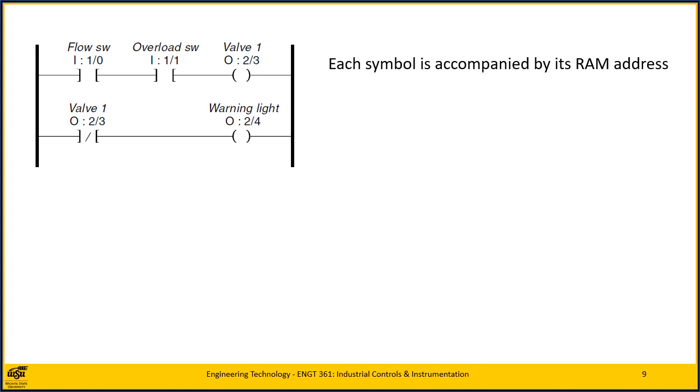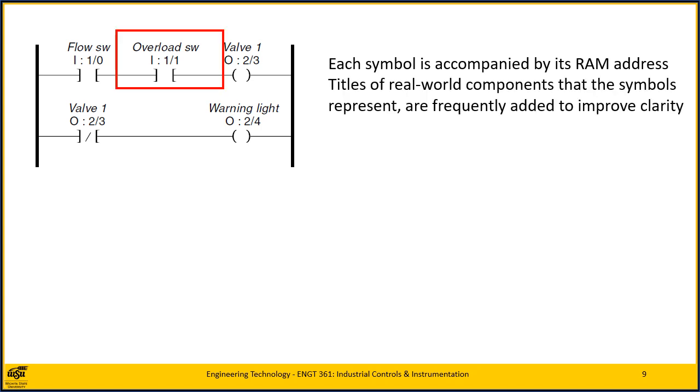In a PLC ladder diagram, each symbol is accompanied by its RAM address, because this address tells the PLC where to find the present logical state of the symbol. Remember that the logical state of each symbol is always maintained in RAM. Titles of real-world components that the symbol represents, such as overload switch, are frequently added to improve clarity, but the PLC itself deals strictly with addresses.